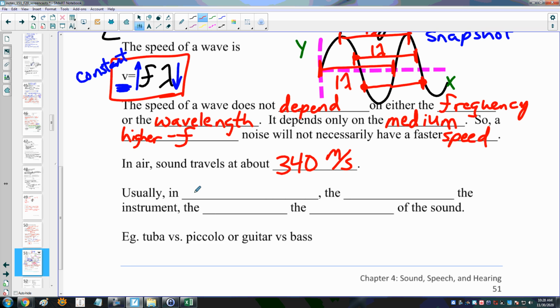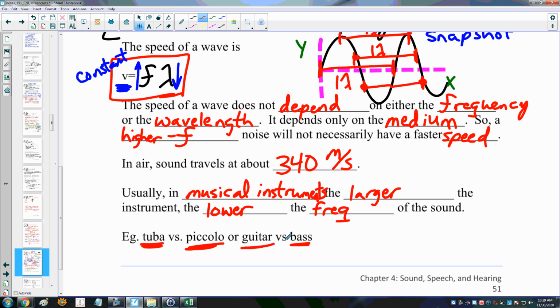Usually in musical instruments, I think this is probably always true actually, the larger the instrument, the lower the frequency. So for example, a tuba is much, much bigger than a piccolo. A guitar is a lot smaller than a bass guitar. These are different frequencies, and you can tell by the size. We'll talk about that later in this section.